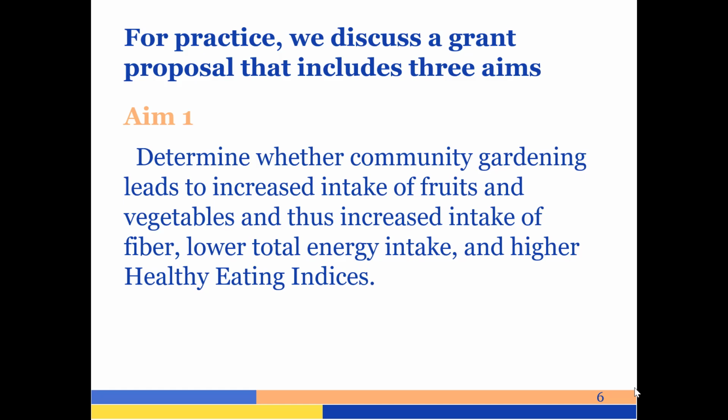We will look at a proposal that has 3 aims. Here is the first aim: to find out if community gardening leads to more fruits and vegetables and all positive things that come from that. So this is kind of a randomized study where some people would take part in community gardening and others would not. And then fruit and vegetable intake would be measured.